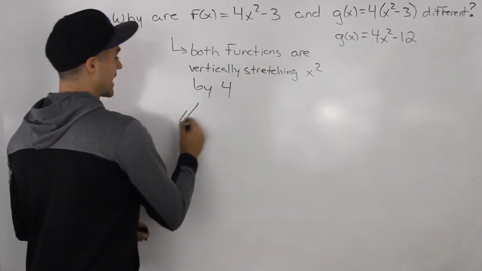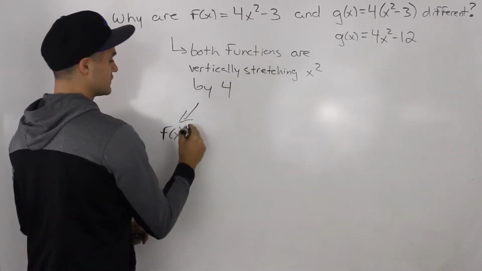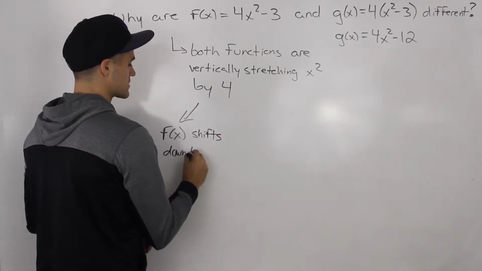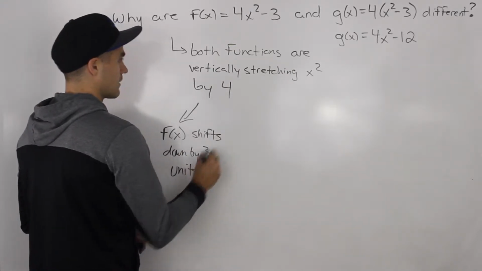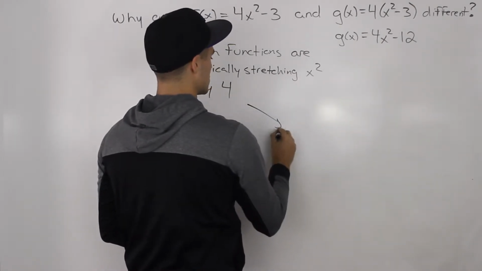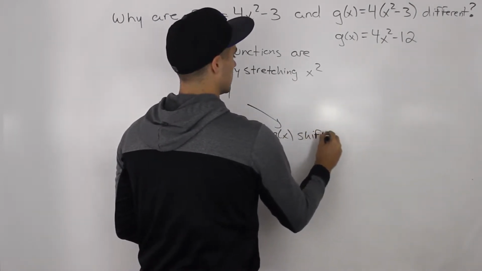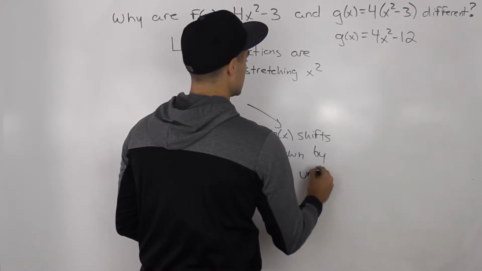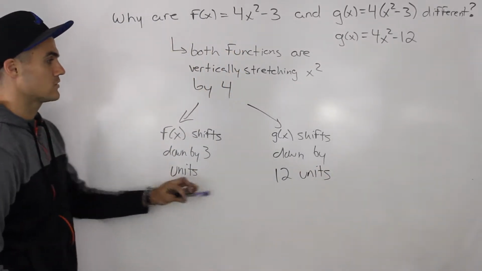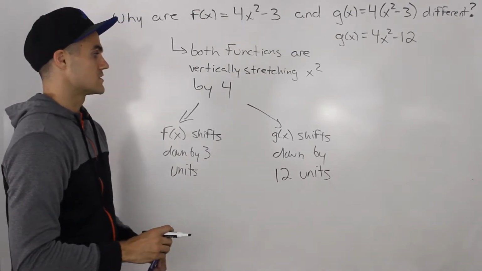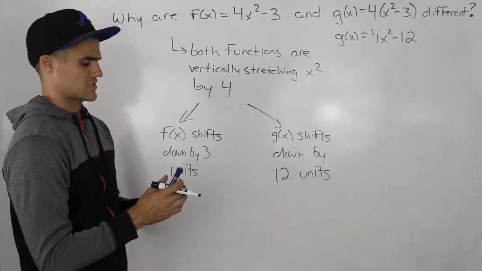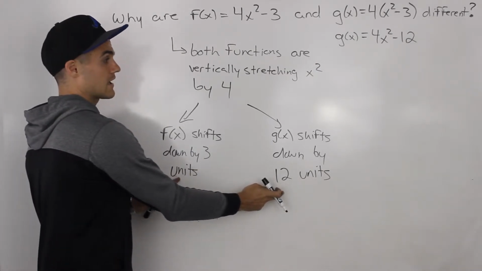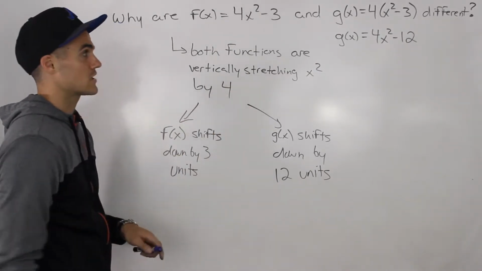However, the difference is that f of x gets shifted down by 3 units. And g of x gets shifted down by 12 units. So that is the difference between both of these. f of x shifts down by 3 units, g of x shifts down by 12 units. When you read it, it seems kind of easy, but to specifically say why, this is what I am looking for, just realizing that you understand the transformations.